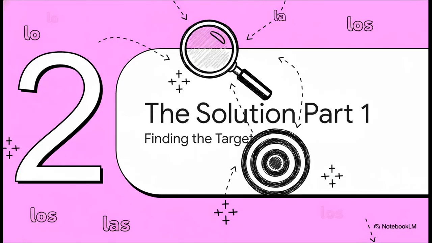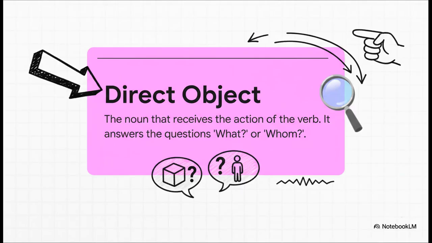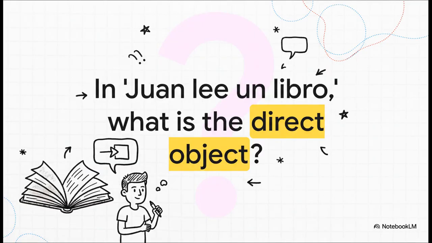Okay, so our first step is to basically put on our detective hats. We've got to figure out the exact word in the sentence that we're trying to replace. Let's go find our target. And yeah, that target has a fancy grammar name, the direct object. But please, don't let that term scare you off. It's actually really simple. It's just the noun that gets the action from the verb. And to find it, all you have to do is ask two little questions, what or whom. That's it. All right, let's put it to the test right now.